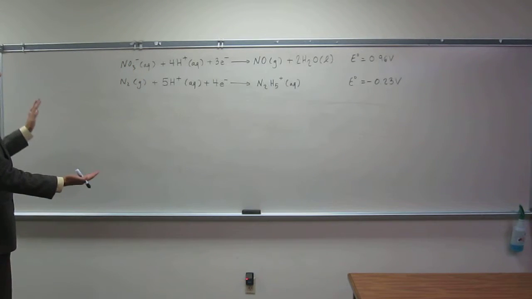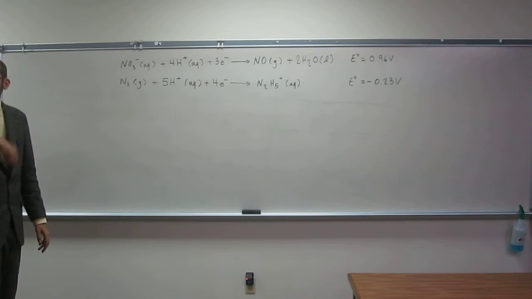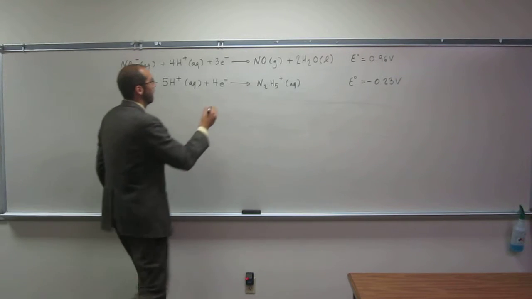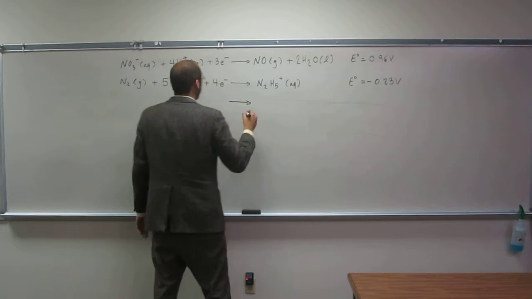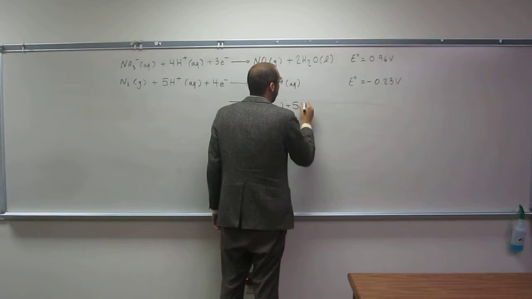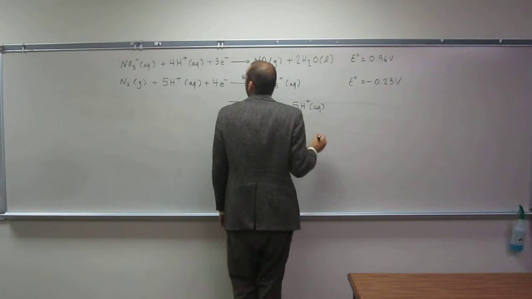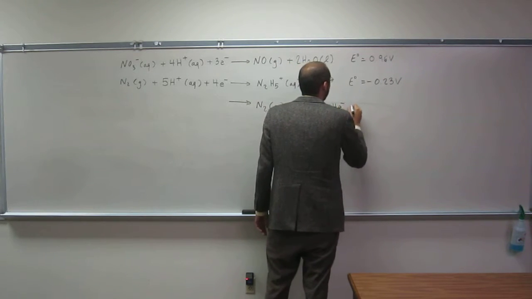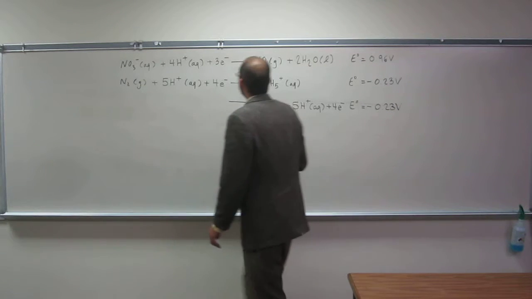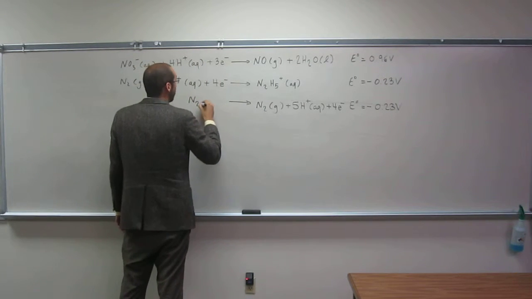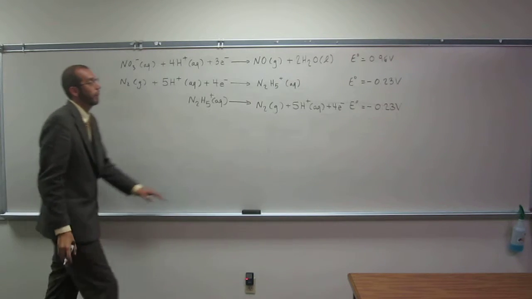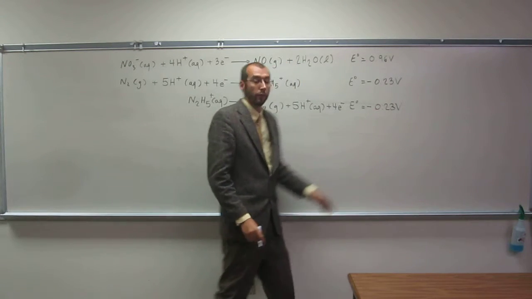So hopefully you can see when we combine these two reactions, of course, we're going to need to cancel out those electrons, so one of them has to be flipped around, okay? So let's go ahead and do that to start out with. So I'm just going to flip the bottom one around. So we have N2 gas plus 5 H plus aqueous plus 4 electrons. So remember, don't change the sign of your potential when you flip it around.